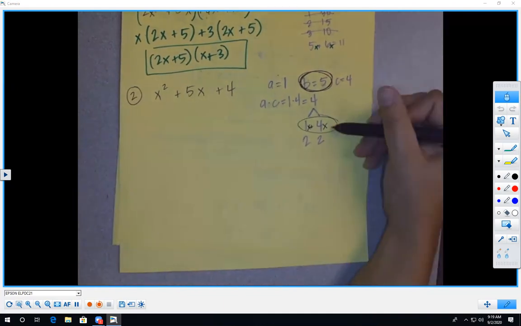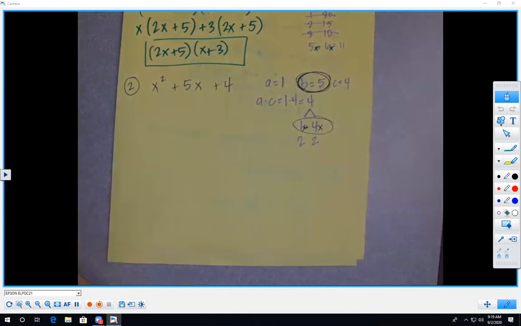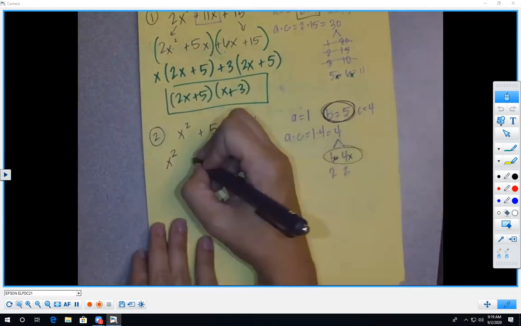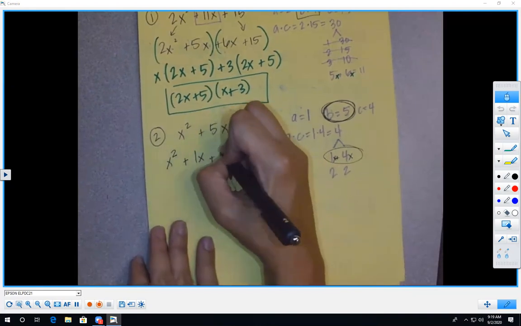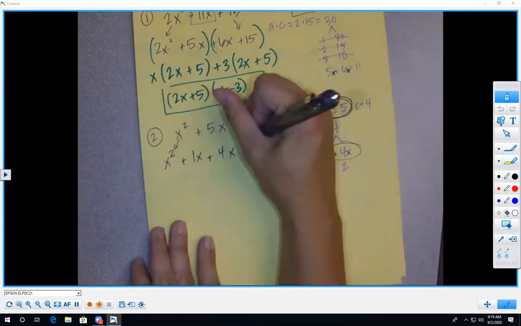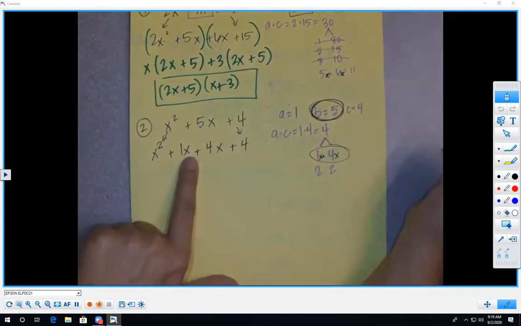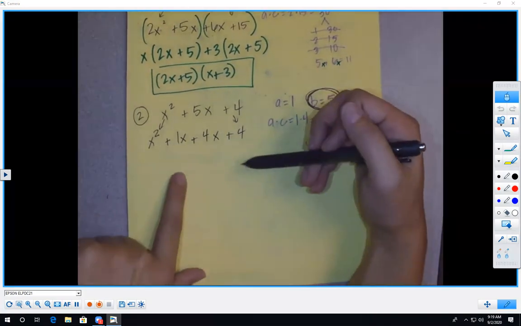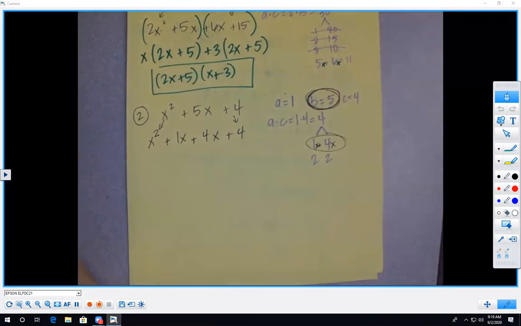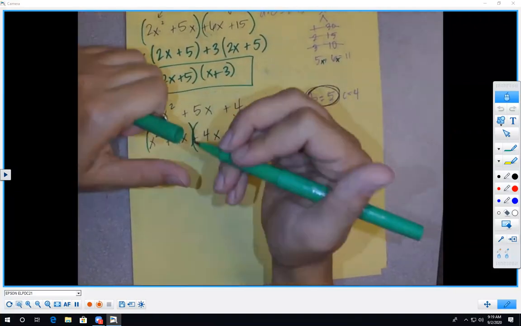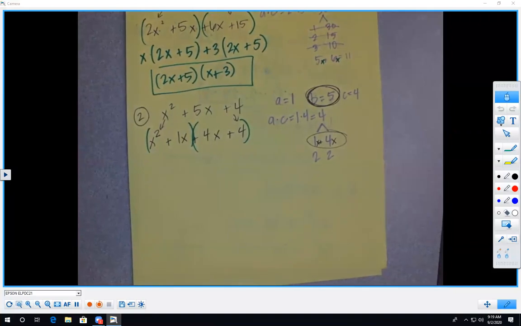You don't have to put the X's over here if you don't want to, but for some people it's helpful to remember that. So I come back over to my problem. I'm gonna rewrite it now. So it's still x squared plus 1x plus 4x, and then bring down the plus 4. Again, the 1x and 4x can switch places. It doesn't matter which one you put first. The work looks a little bit different, but we end up with the same answer. Okay, so then you just factor by grouping. So why don't you take a second and practice doing that part on your own.